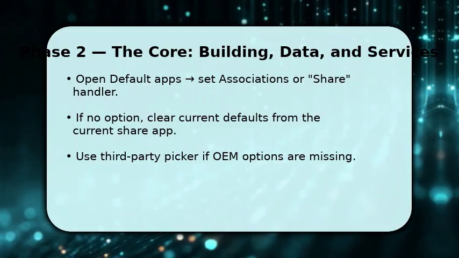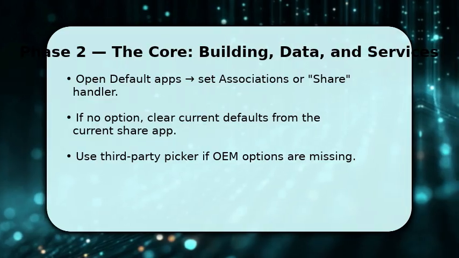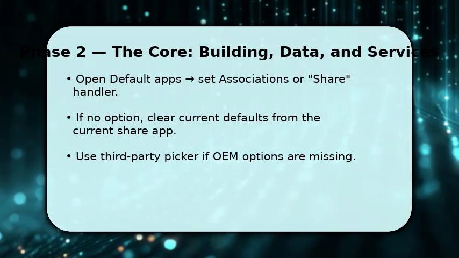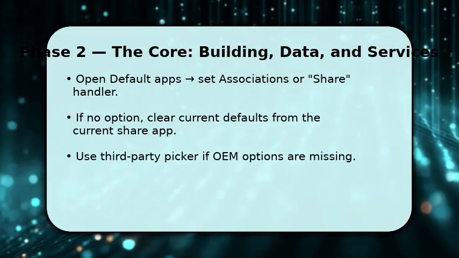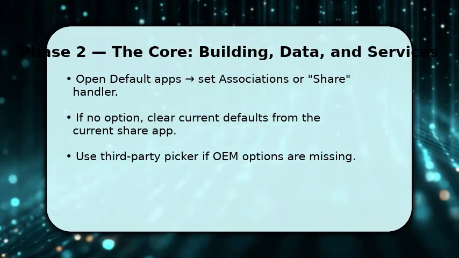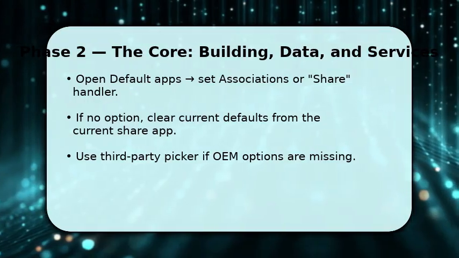You may need to clear defaults from the app that currently handles sharing. Open that app's info page and tap Clear Defaults. Then trigger a share intent from any app. Pick your preferred target and choose Always when prompted. This sets the new default.